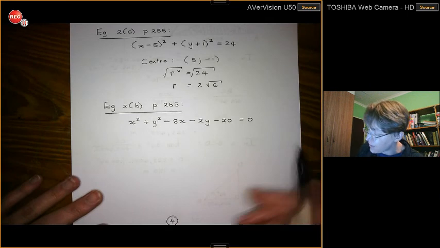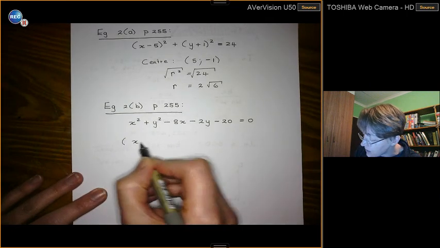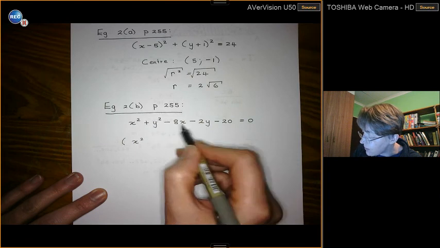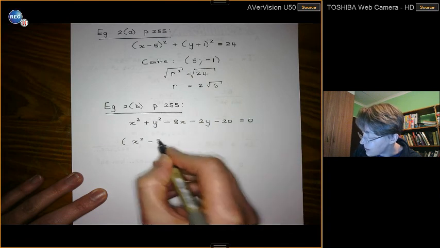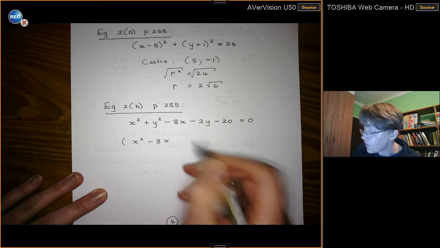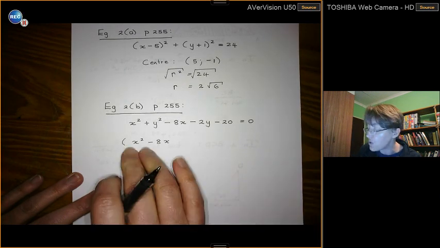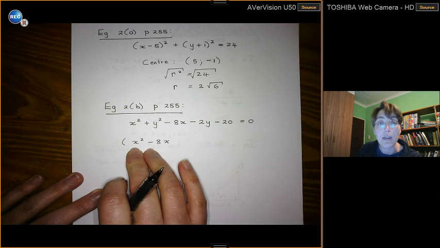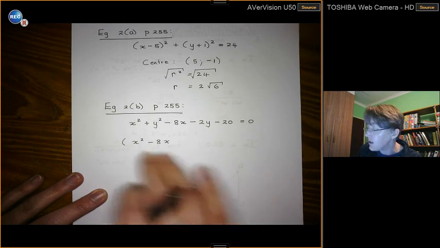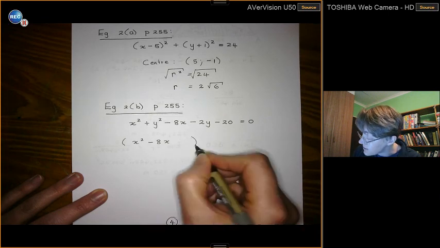In order to complete the square, you need to realize we need to put all of the x's in one spot together. So x squared and minus 8x will go over there. And I'm going to leave a space there to complete that square, because we're going to have to do completing the square twice. We're going to have to do it for the x bracket, so that we can find the x coordinate of the center. We're going to have to do it for the y bracket. So I'm going to leave a little space there.